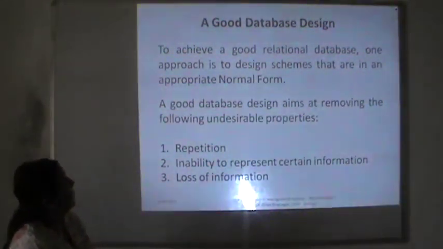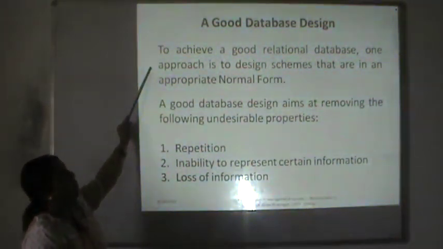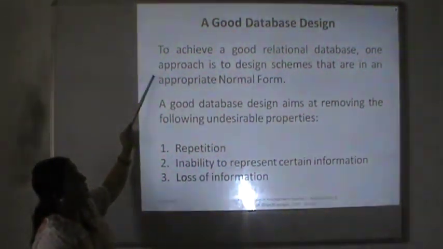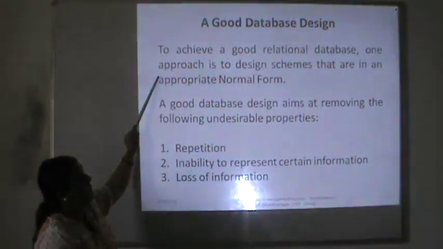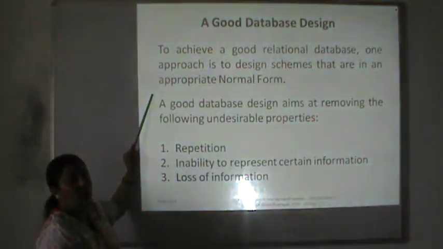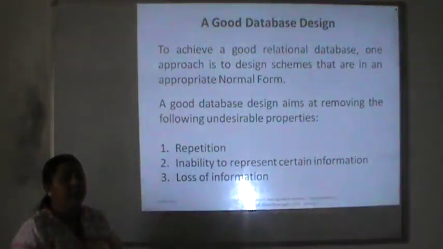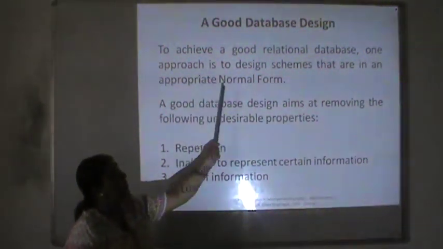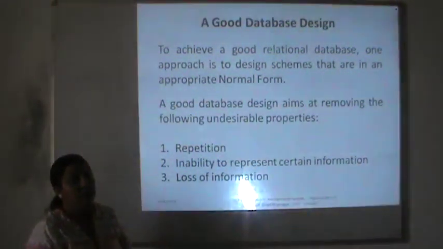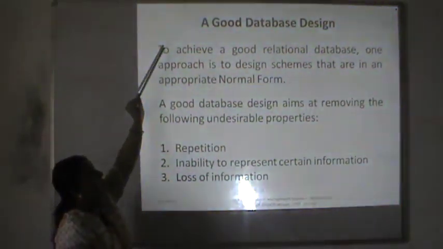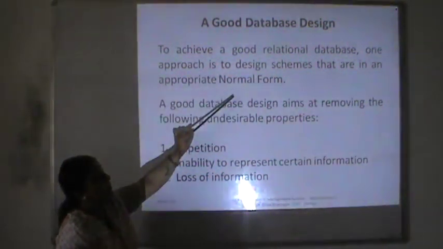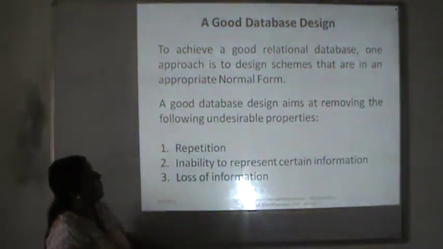Now, again coming to a good database design. To achieve a good relational database, one approach is to design schemes that are in appropriate normal form. So, if a relation is in some normal form, it will give you a good database design. So, the purpose of normalization is developing a good database design and based upon which create the normal form.